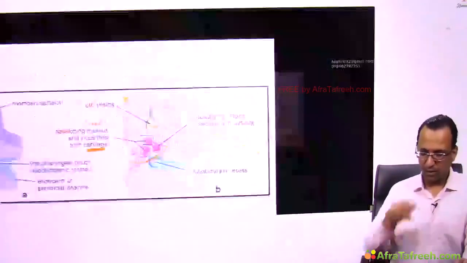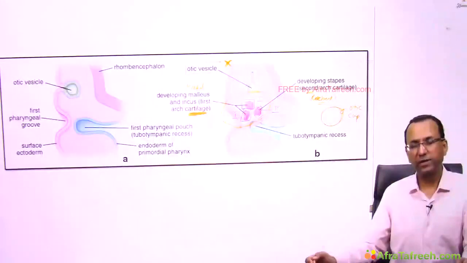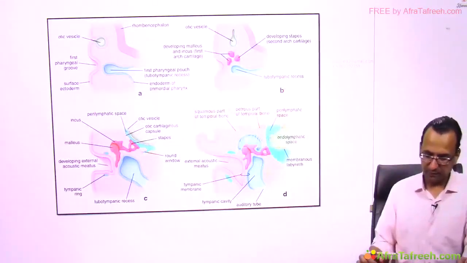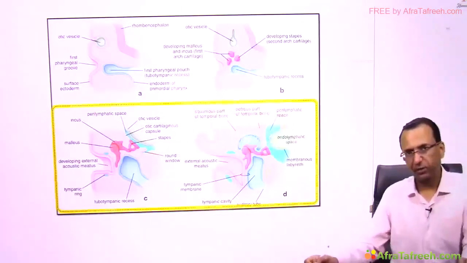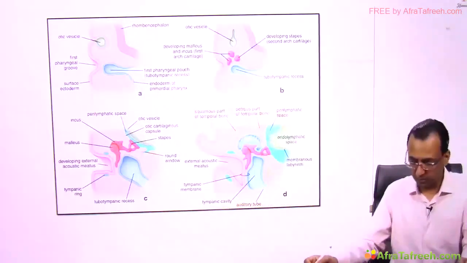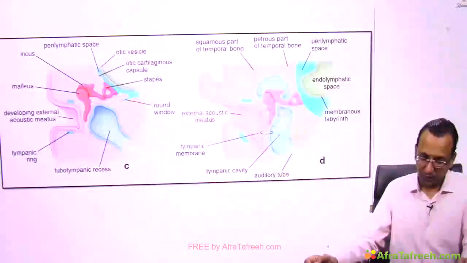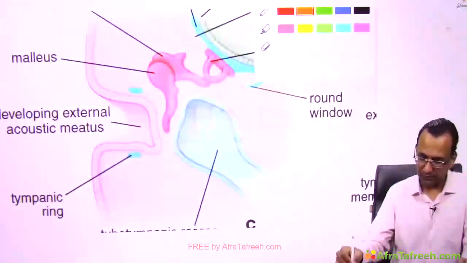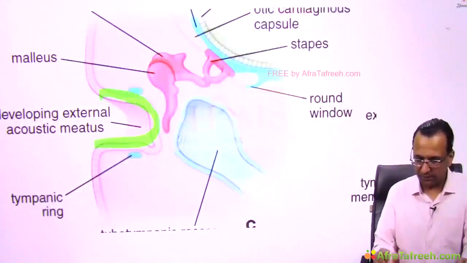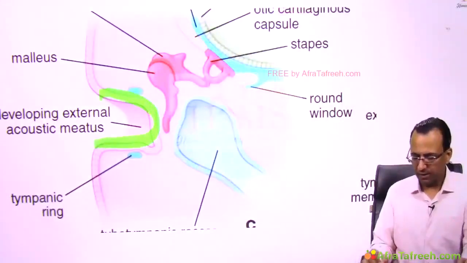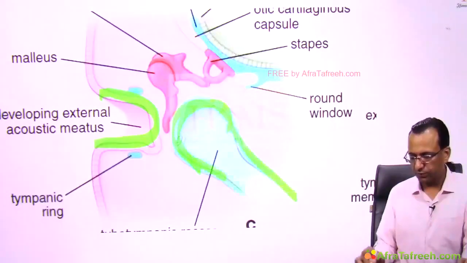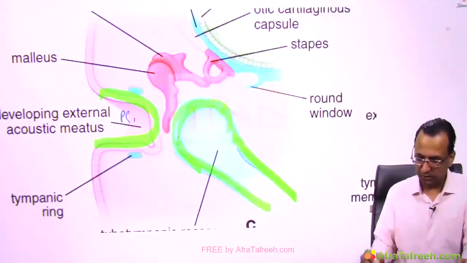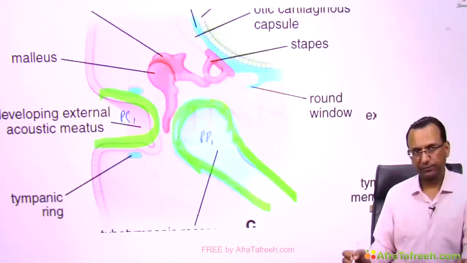Now as you proceed further, you will see the further details. What is happening now? This part of the diagram? Yes. So what is there in this part of the diagram? You will find that this is the surface ectoderm forming the external auditory meatus. That's the middle ear cavity and eustachian tube, which came from pouch 1. So this came from pharyngeal cleft 1, and this is pharyngeal pouch 1.